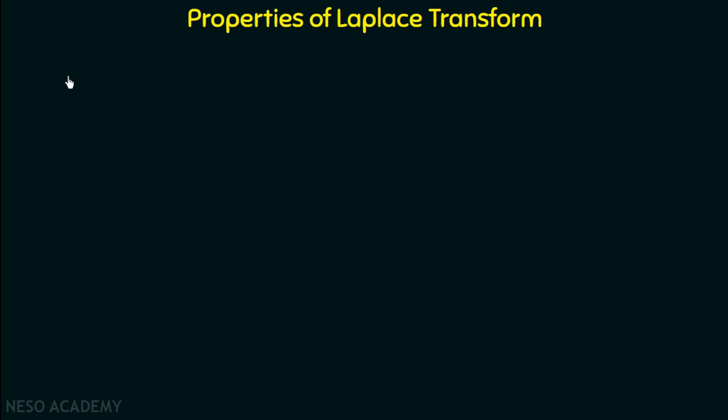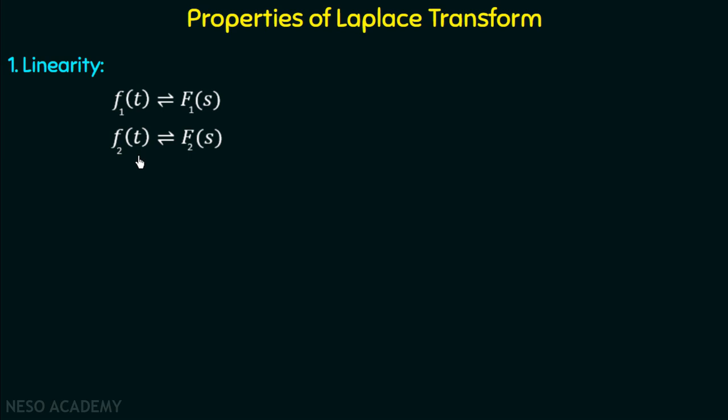So let's start with the first property, which is the linearity property. The linearity property is a combination of two different principles. One is the homogeneity principle and the other is the superposition principle. So if f1(t) is a time domain function which has a Laplace transform F1(s), and f2(t) is another time domain function which has a Laplace transform F2(s), then according to the linearity property, a·f1(t) + b·f2(t) has a Laplace transform of a·F1(s) + b·F2(s).